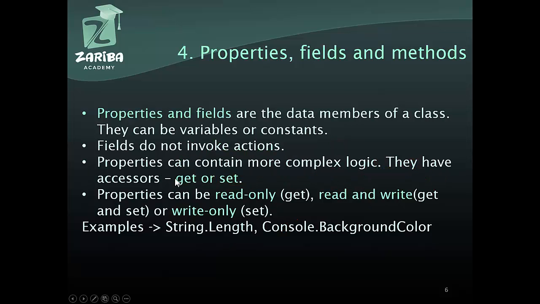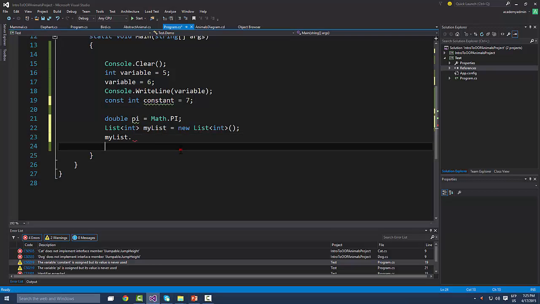Okay, and so now properties can be of three types. They can be read-only, if I can only get the value but not change it. They can be read and write, when I can get and set the value, or write-only, where I can only set the value. Okay, and let's have a look at a couple of examples.